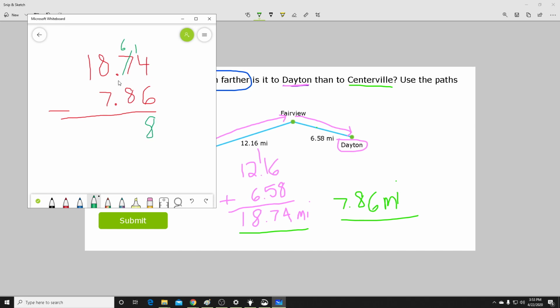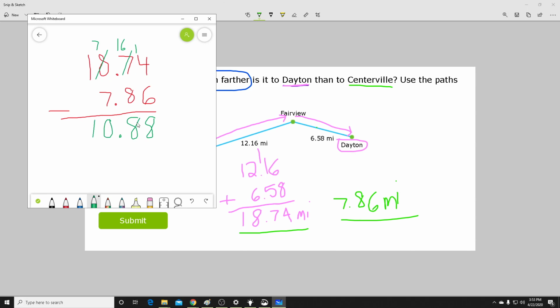6 minus 8 you can't do. Need to borrow. This becomes a 7. Now we have 16 minus 8. It's 8. Bring down the decimal. 7 minus 7 is 0. 1 minus 0 is 1. Now, let's look at our work. Does our answer make sense?